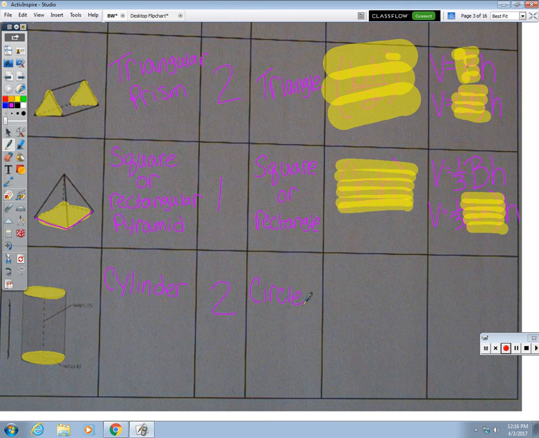It's been a while, but how do we find the area of a circle? What's the formula? Pi r squared. Okay. So our big B is going to become pi r squared. That's how we're going to find the area of the base. Okay, we have the area of our base. And then our formula is volume equals big B times H.